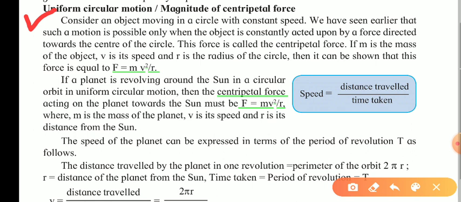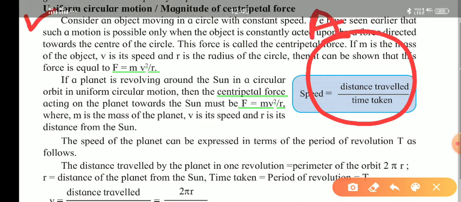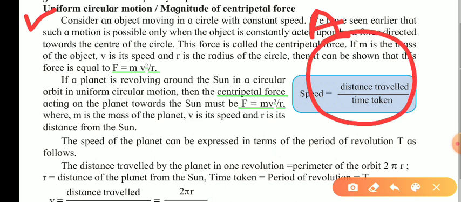If any particular object is rotating in a circular orbit, suppose one particular object which is labeled as A is moving in a circular orbit, then the motion of this object A will be called a circular motion. Now here, there is another word in it, that is uniform.